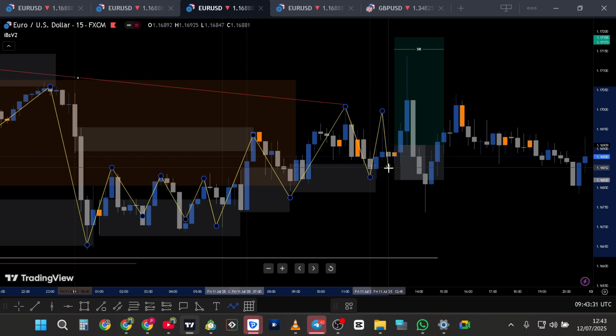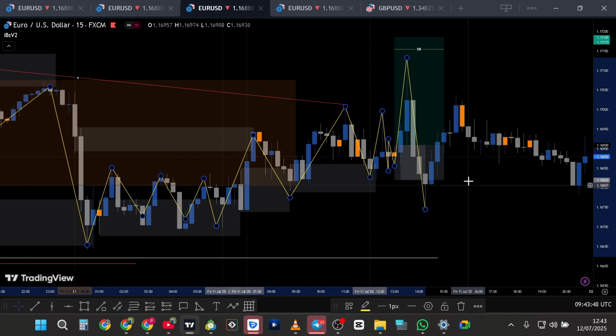Now during New York is where I noticed that we had this pullback to the downside, so I placed my buy stop order on the FTMO there, and then price shot to the upside, but came down again to take me out.